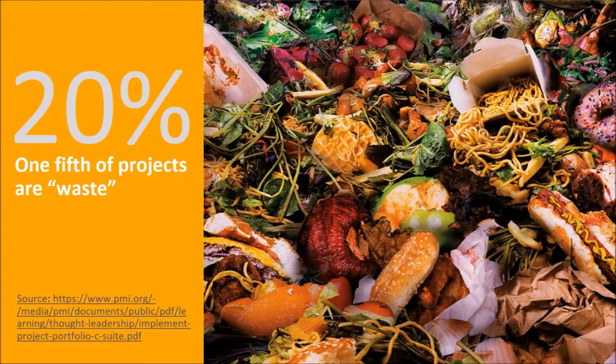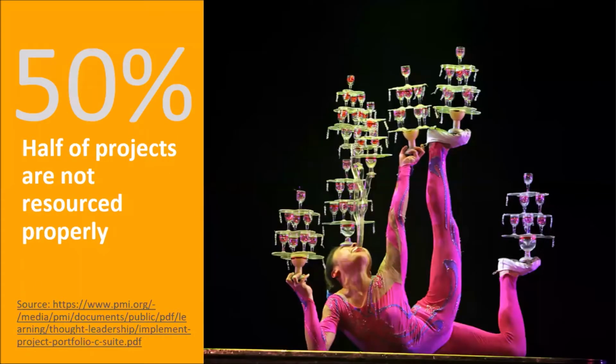And at the same time, half of the projects out there are not resourced properly, right? So we're wasting 20% of our resources, and at the same time, we're not resourcing half of our projects appropriately. And if you want to guarantee that a project will fail, then under-resource it. It's the easiest way to guarantee failure of a project. You'll end up with cost overruns or delays or just outright failure. All right, so clearly something is broken in the way that organizations are selecting their projects.